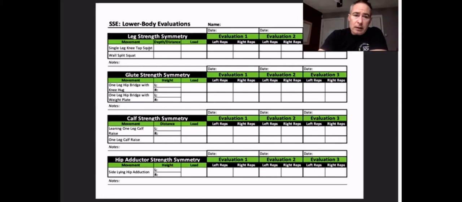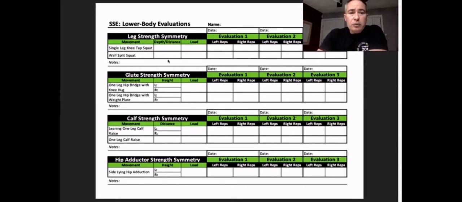Now, obviously, you're only going to do one of a given leg strength symmetry evaluation, or a given glute strength symmetry evaluation, or a given calf strength symmetry evaluation. So you have two options in each, relative to the ability of the individual that you're working with. You're not supposed to do both. That's already been explained in the certification course, but just to make sure that we're clear on that.